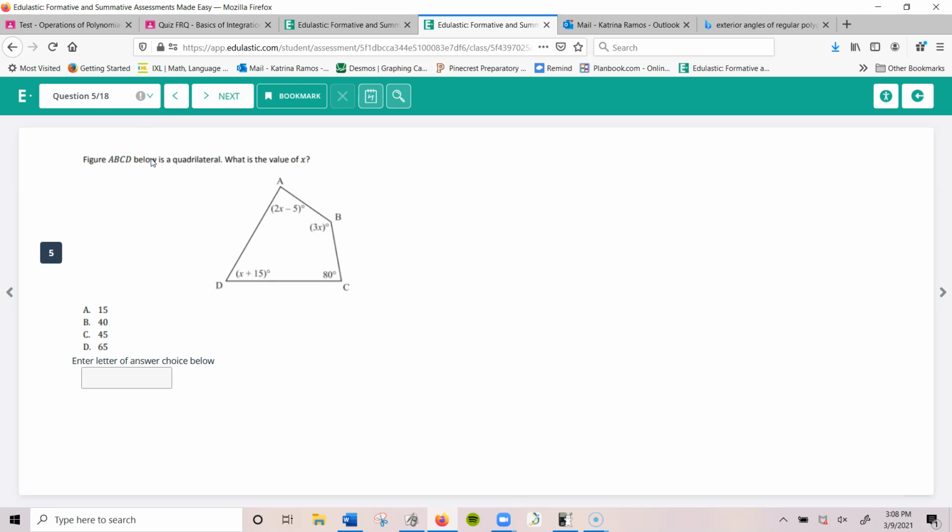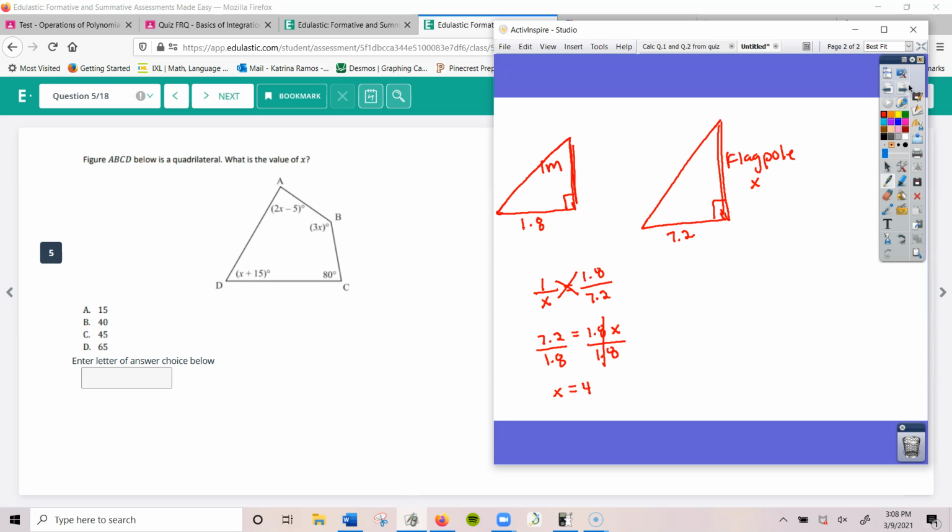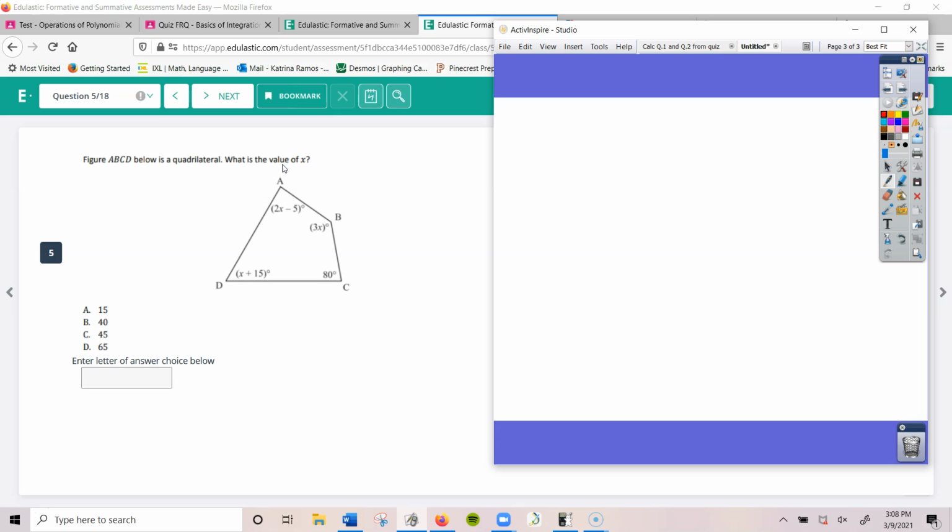Now here we have a quadrilateral. All angles of a quadrilateral have to add up to 360 degrees. So what I can do here, if we're trying to find the value of x, these are all angles. So when we add up those angles, the 2x minus 5 plus 3x plus 80 plus x plus 15 should equal 360 degrees. This sets up an equation that I can use to solve for x.